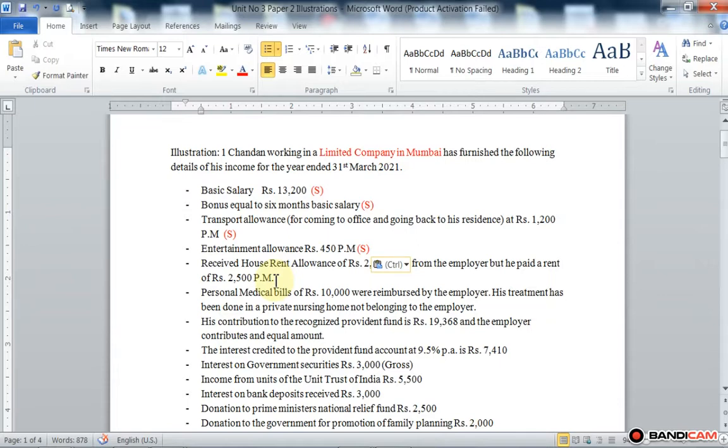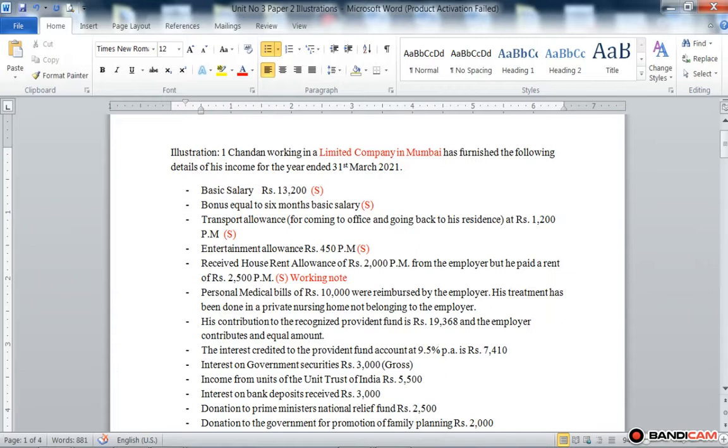Then HRA. It is also part of salary, but we have to compute the exempted HRA, so for computation of exempted HRA we need to prepare a working note. That is, actual HRA received, rent paid minus 10% of salary, or 50% or 40% of salary. Then we compare these three values, and the value which is least is taken into consideration as the exempted HRA. So here we need to make a working note for computation of exempted HRA.